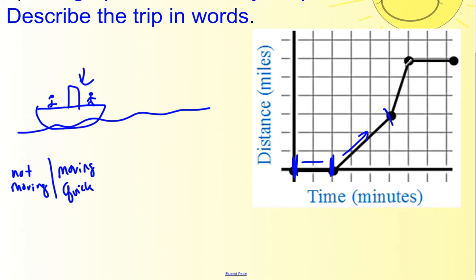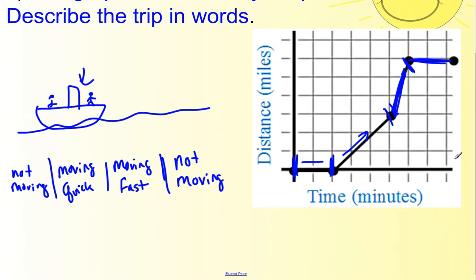But over here, look at this. Now in this third section, we're moving really fast because the rate has gone up even more. So now we're moving fast. And then finally in this last section, now we're not moving again. Okay, so that's what we're going to say. We're going to put that down in words.